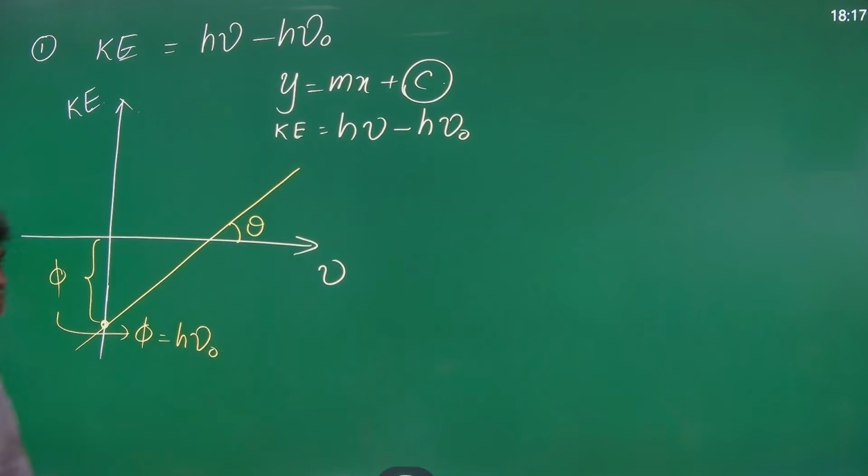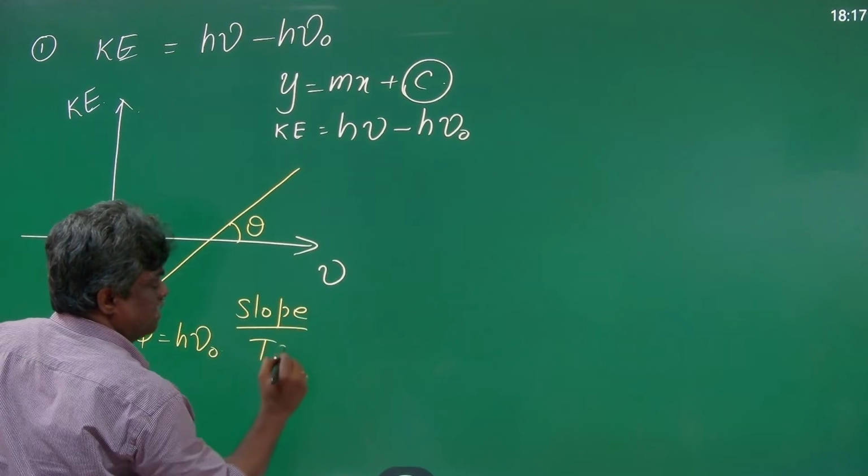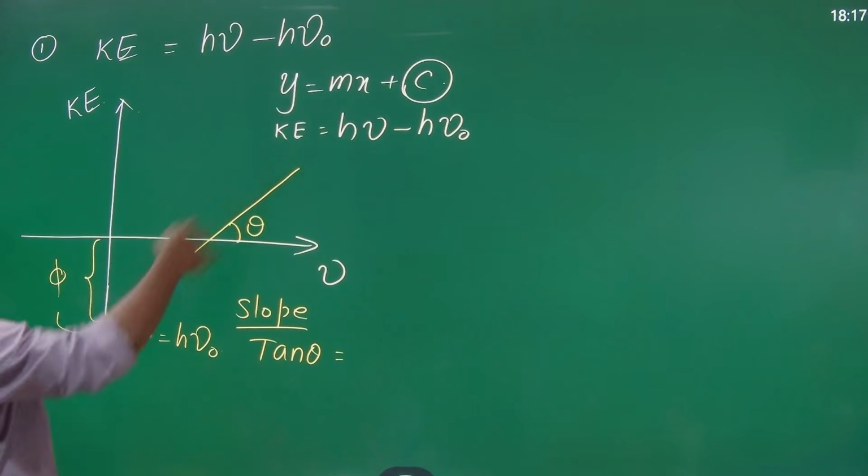What is this? What is theta? Or what is the slope of this line? Slope of a line is tan theta. Now tell me, what is the slope of this line? Slope means tan theta. Tan theta equal to what? Slope of that line. Next. What is the slope of this line?